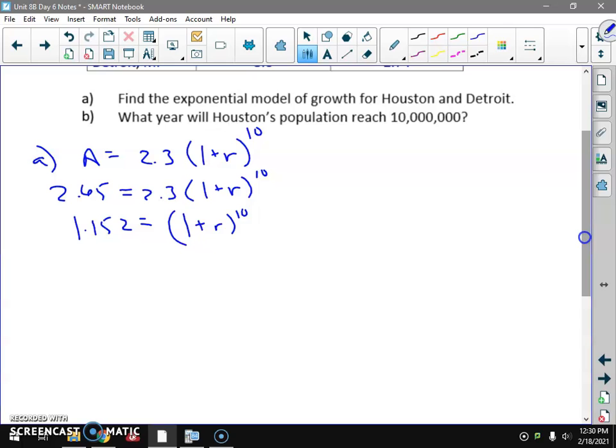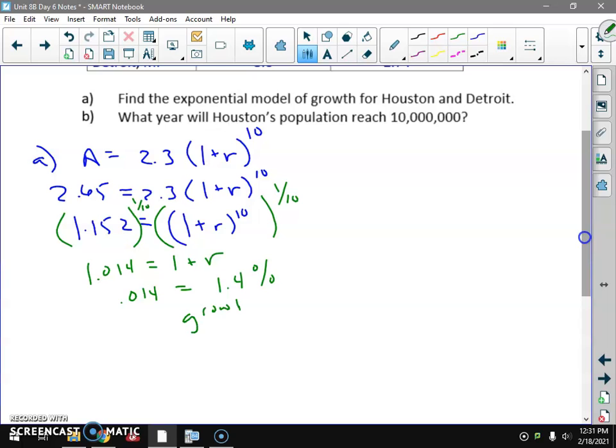The first thing we've got to do is undo the 10th power, which means we take the 10th root, or raise it to the 1/10th power, which means the same thing. 1.152 to the 1/10th power is 1.014, which equals 1 plus R. Subtract 1, and R is 0.014, or 1.4% growth per year.